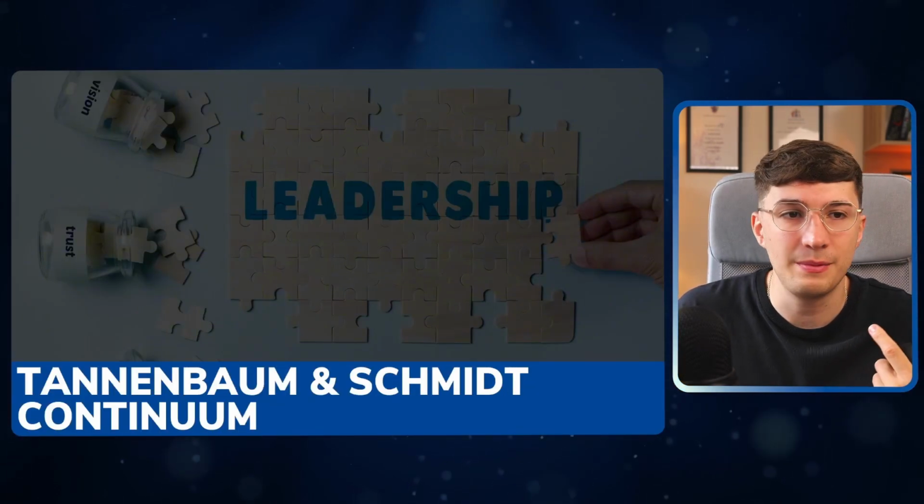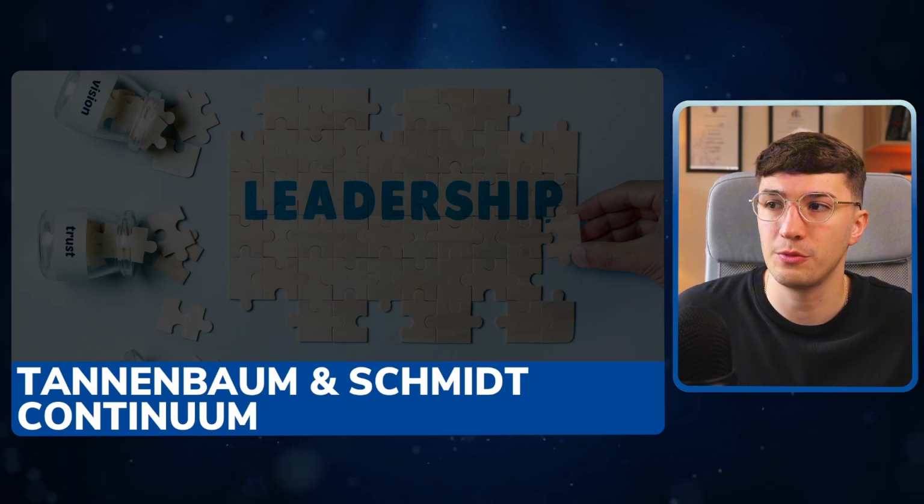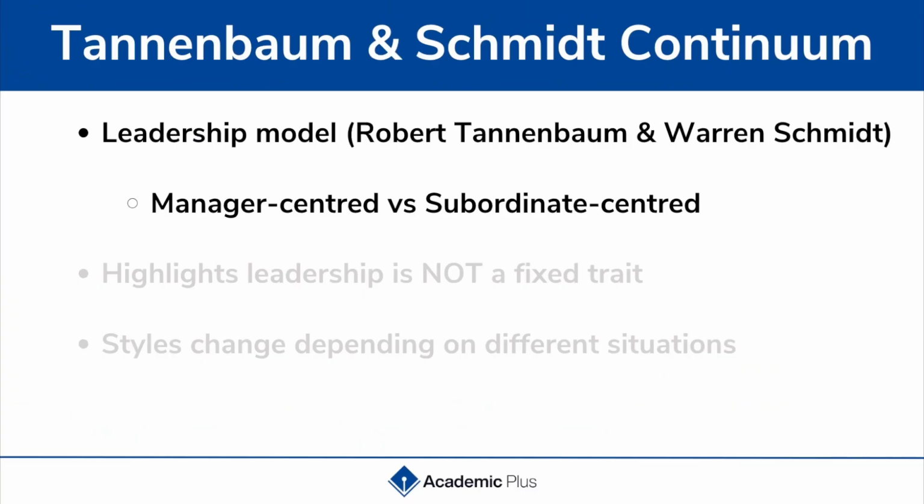But first of all, let me give you a bit of an introduction about what the Tannenbaum Schmidt Continuum actually is. Now, it was a leadership model which was produced in 1958 by Robert Tannenbaum and Warren Schmidt, henceforth the name the Tannenbaum Schmidt Continuum. And it basically wanted to have a look at different leadership styles, whether it's manager-centered versus subordinate-centered. Now, manager-centered is basically when the leader themselves makes all the decisions and they don't really delegate anything. Versus subordinate-centered is when we focus on delegating as much as possible.